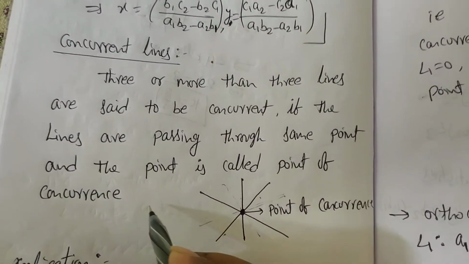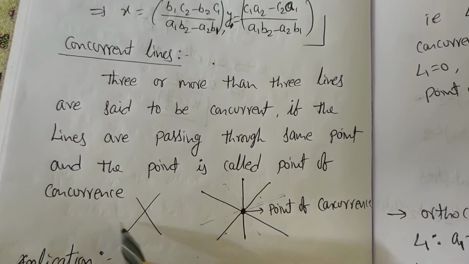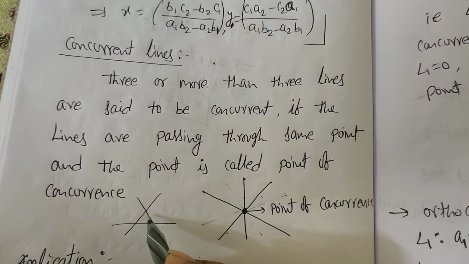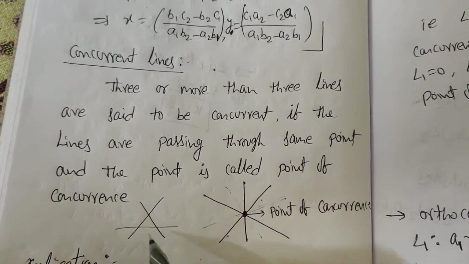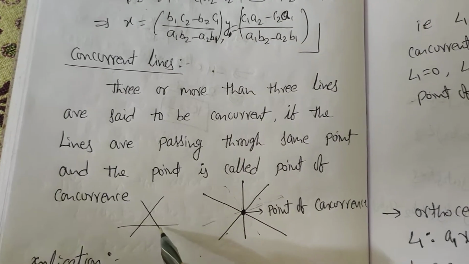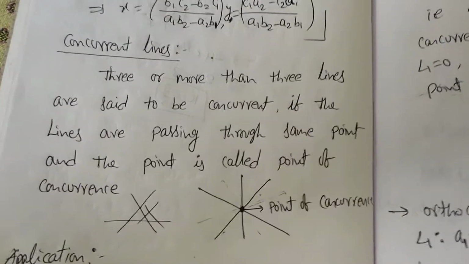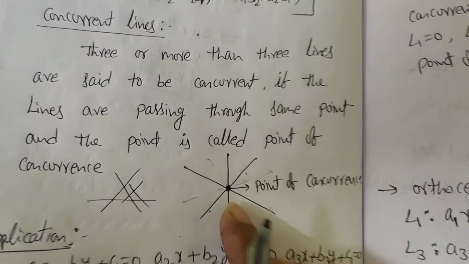Suppose you have lines like this: this is not a point of concurrence of these three lines. This is not a point of concurrence. This is not a point of concurrence. So this is wrong.